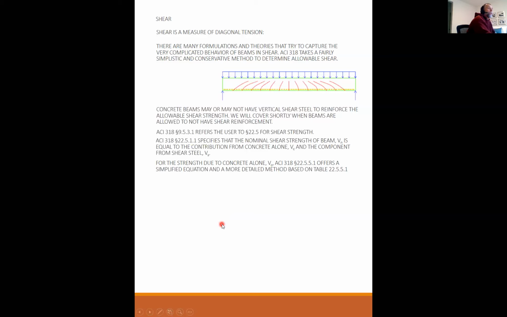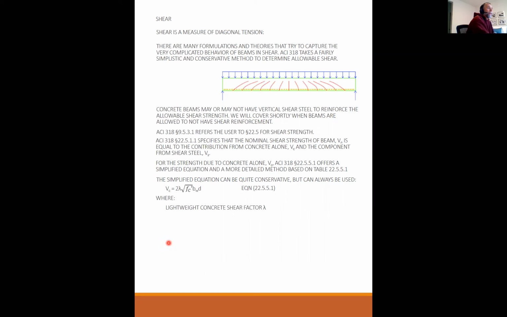For the strength due to concrete alone, V sub c, ACI 318 section 22.5.5.1 offers a simplified equation and a more detailed method based on table 22.5.5.1. The simplified equation can be quite conservative, but it can always be used. It's always applicable. And that equation is V sub c is equal to 2 times lambda times square root of f prime c times b sub w times d. That's the simplified equation.